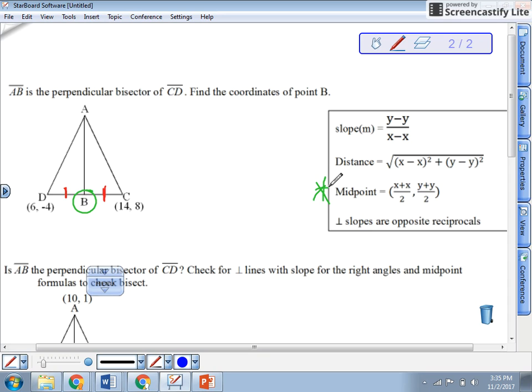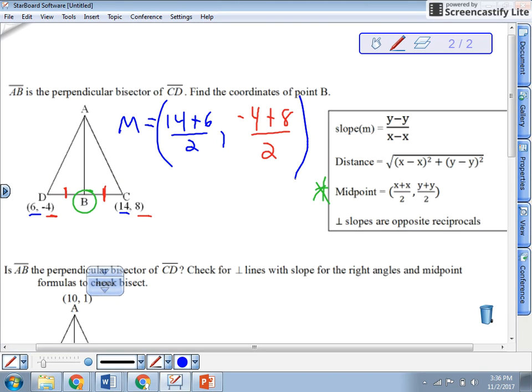The midpoint, capital M, equals: you add the x's together and divide by 2. Here's an x, so it's 14 plus 6 divided by 2. That's one of my ordered pairs. And then for the other ordered pair, you add the y's together: -4 plus 8 divided by 2. And that's how we figure out our midpoint.